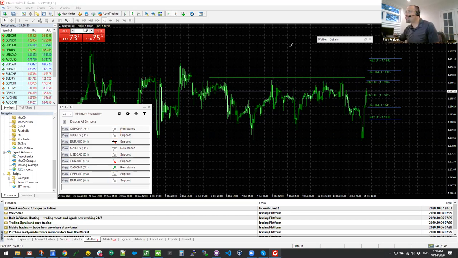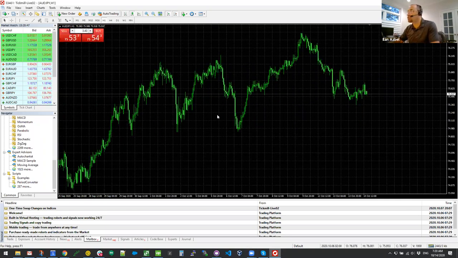So although they're really good, they hit their level quite often, you do need to be in front of a computer watching them very carefully if you want to trade them. Let's look at a few more examples. Let's look at the support example here on the AUD JPY hourly chart.